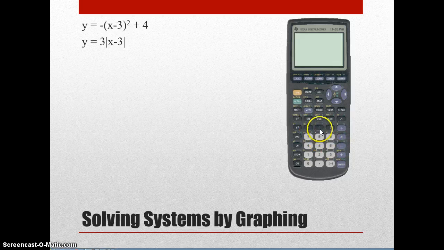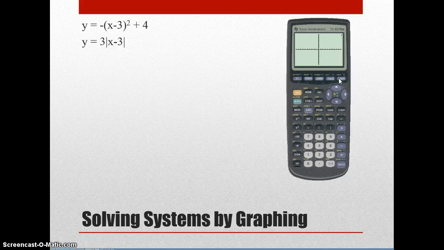using your calculator to solve these. Okay, so first we're going to go to our y equals and plug in our system. The first one, we're going to have a negative, then in parentheses x minus 3, close our parentheses, square it and add 4. Then in our second one, we're going to have an absolute value. To put an absolute value, first put our 3, then go to math, scroll over to number, and number 1 is ABS. That's absolute value. So ABS, and then we'll put x minus 3 in our parentheses.